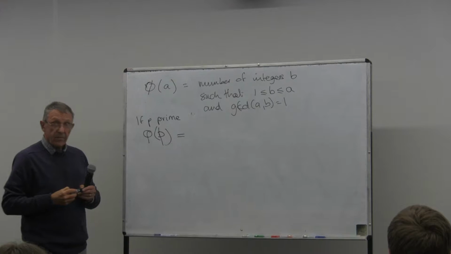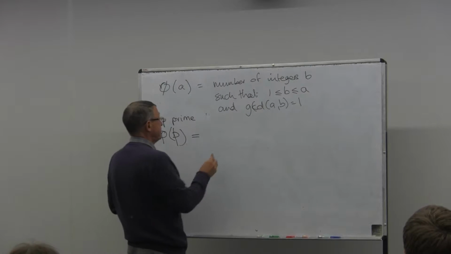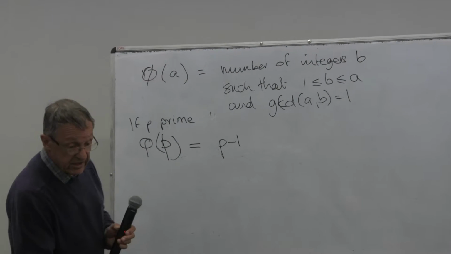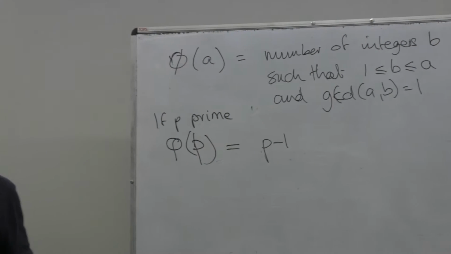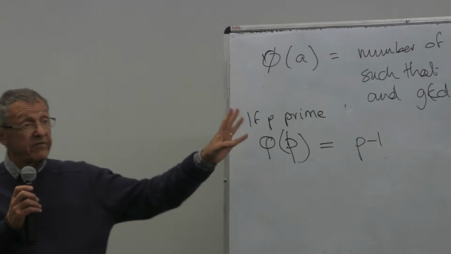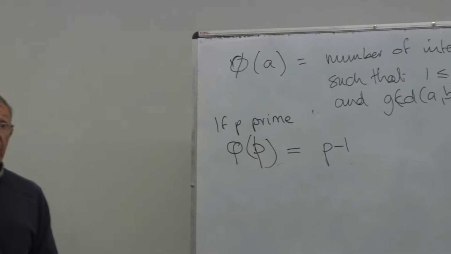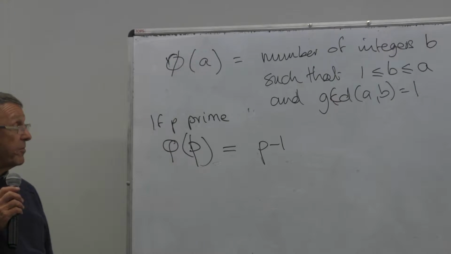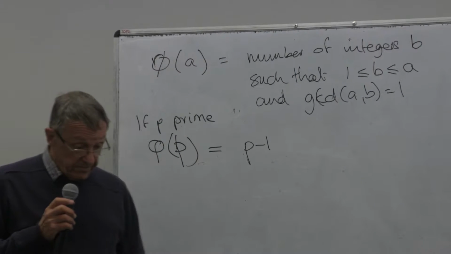It's P minus 1. And I've got down here as an exercise for you to work out properties of this phi function, which will enable you to work out from the prime factorization of a number what is its phi value.